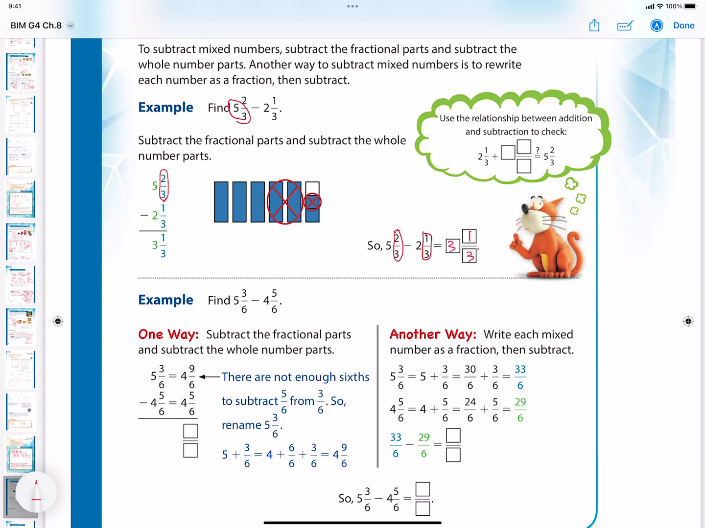3. Okay. Now this Descartes is thinking, use the relationship between addition and subtraction, which is what? Inverse operation, to check if your answer is reasonable. Which means what? When you add this together, you have to have what? The minuend. Okay? So this 3 and 1/3 is going to make 5 and 2/3. Yes, because 2 plus 3 is what? 5. And 1 plus 1 is 2. And 3 as denominators. Okay.